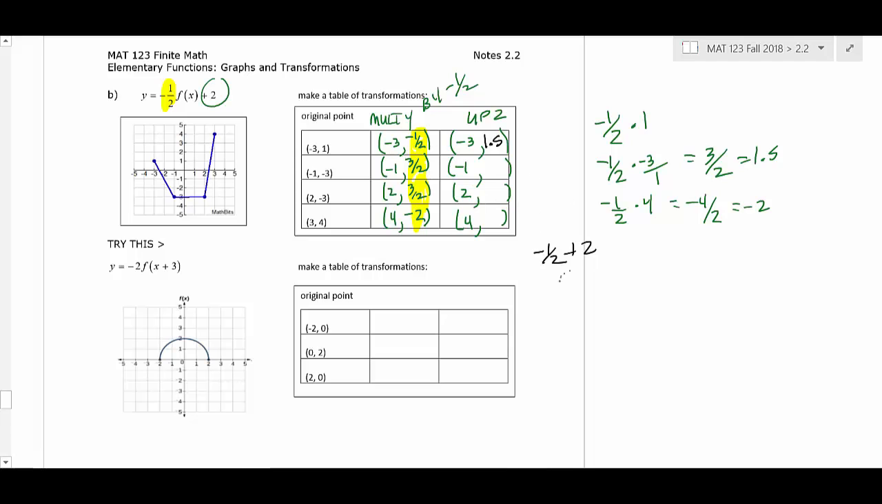The next one is 1.5 plus 2, so that's 3.5. Same thing here, 3.5 again. And then the last one, you're doing negative 2 plus 2, so that's 0. All those values I highlighted in yellow, I'm adding 2 to them to make them go up. Does that make sense? I see a lot of arithmetic issues with students sometimes on these with fractions. Use your calculator.